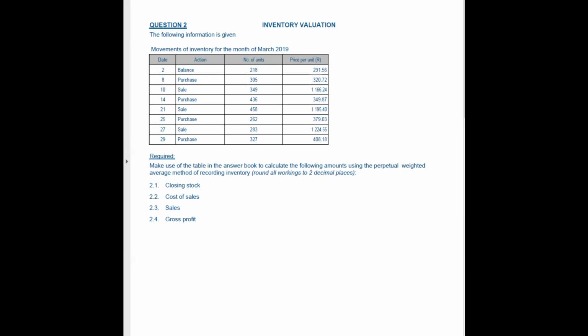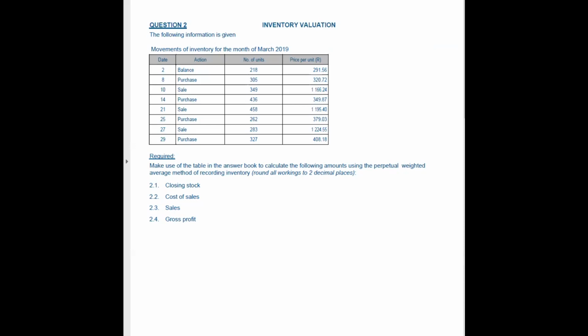Good morning, guys. This morning I'm going to look at a question that I've looked at before. It is question 2 in assignment 1, and it's about inventory valuation. The difference this time is that I'm going to try and do it a little bit differently, firstly, but then secondly, I'm going to compare the two methods of inventory valuation for you.